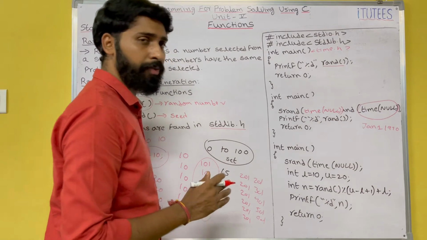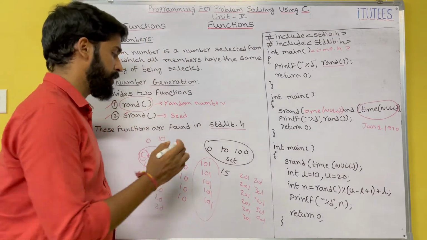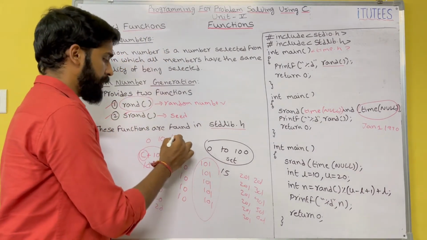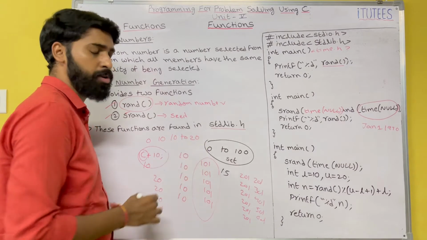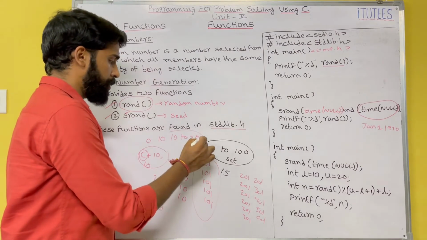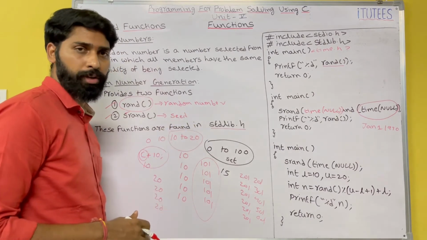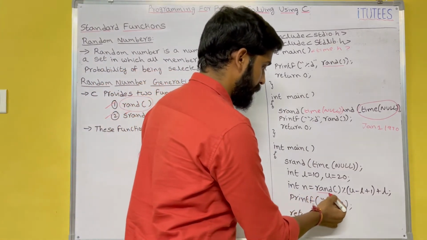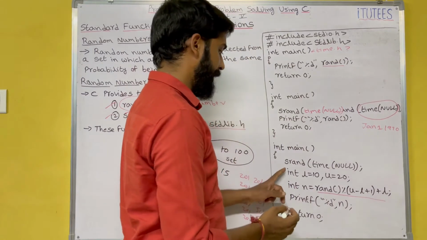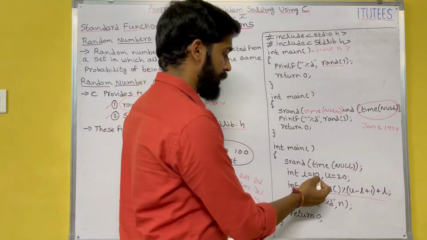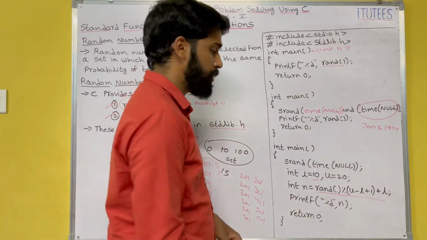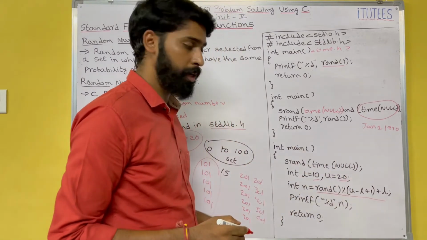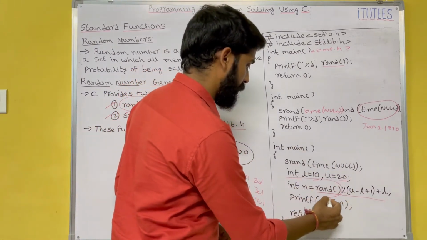For example, I want random numbers from the set 10 to 20 only. That means I want the random numbers between 10 and 20 only. Then I am going to use this formula. I am taking L and U values. L is the lower boundary, U is the upper boundary. And I hope you all know this instruction.